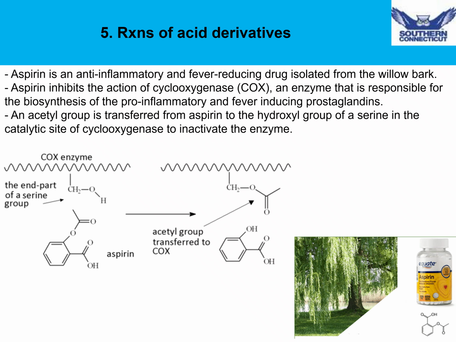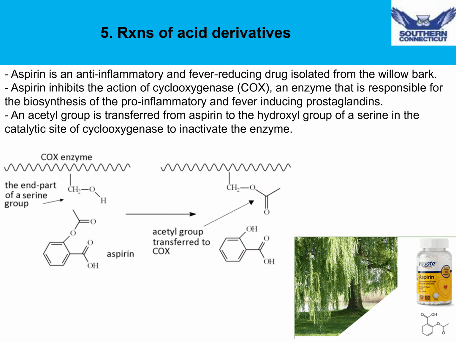Aspirin, as we probably know, is an anti-inflammatory and fever-reducing drug. It was originally isolated from the bark of the willow tree, and nowadays is typically made in a lab. Now, aspirin is responsible for reducing inflammation and fever by inhibiting the action of an enzyme called cyclooxygenase, which is usually abbreviated as COX or COX enzyme.